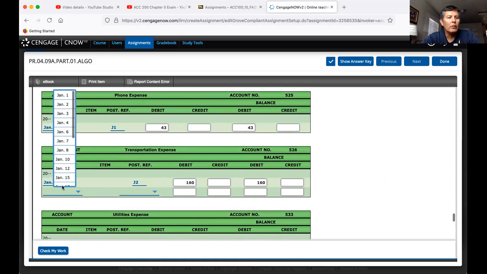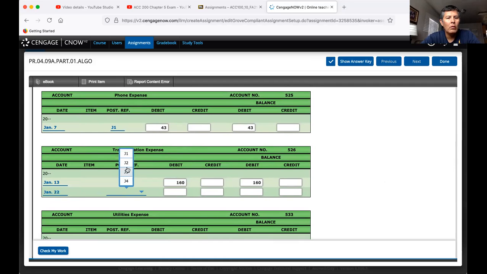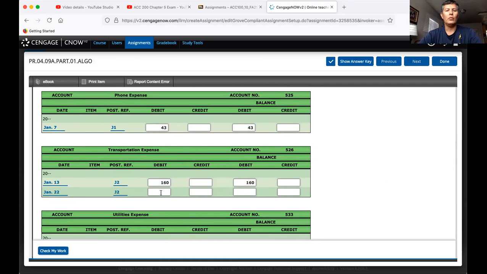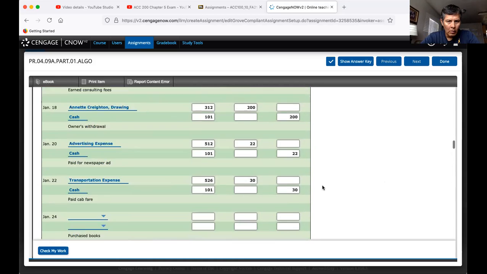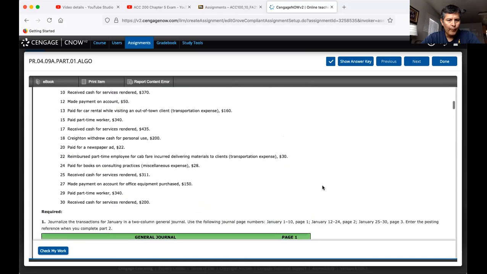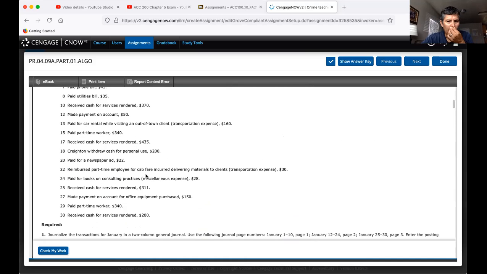It includes 22. Still J2. And this was a debit for $30 for a total of $190. Okay. All right. So we're moving right along. Okay, so we did that.